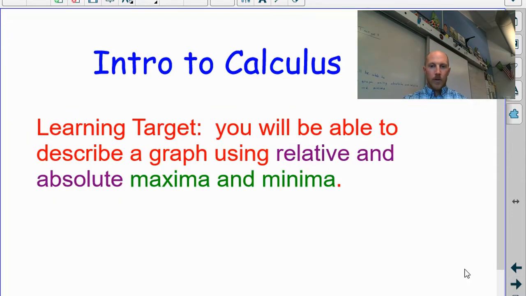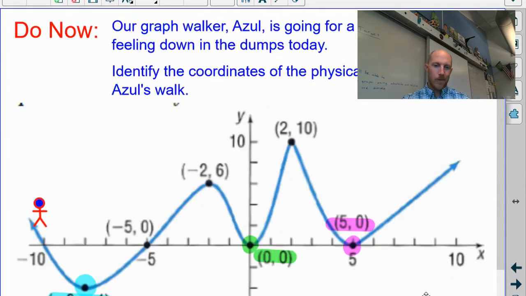All right, today we continue our journey through the intro to calculus and some of its notations. With this learning target, you'll be able to describe a graph using relative and absolute maxima and minima. Relative and absolute are like the adjectives. The things we're looking at are maximum points or high points and minimum points or low points. And there are some different kinds.